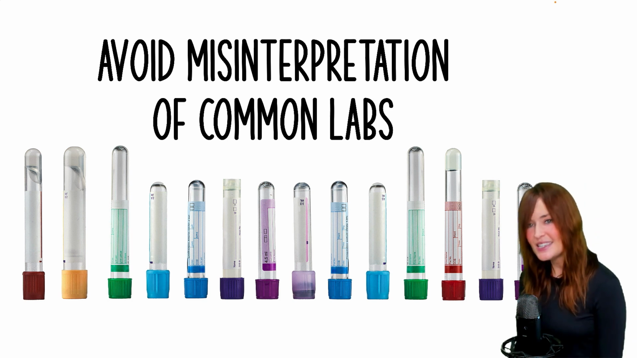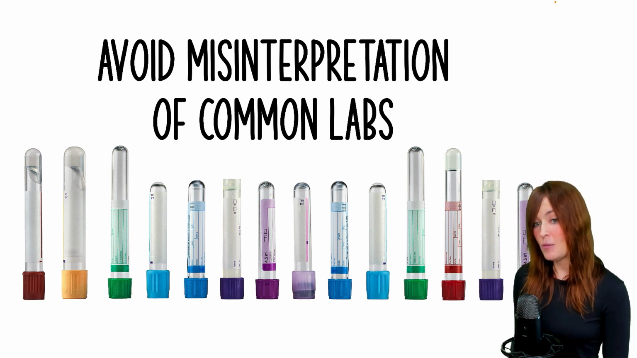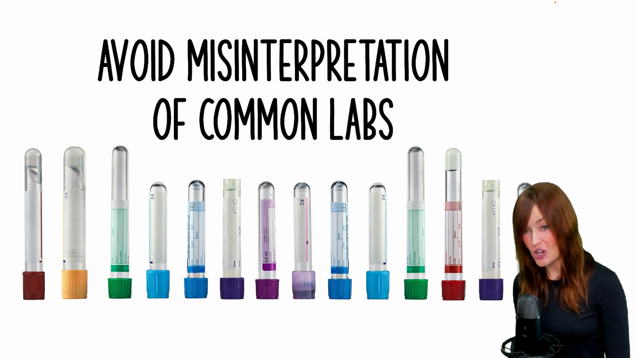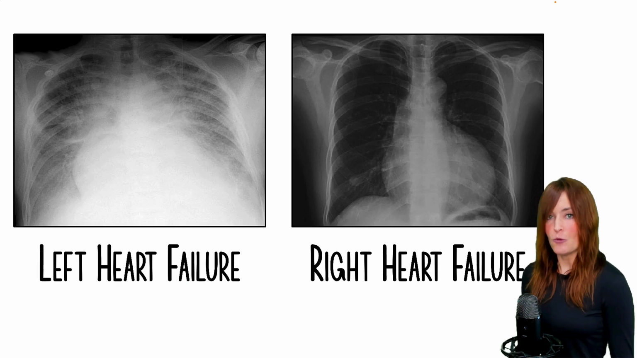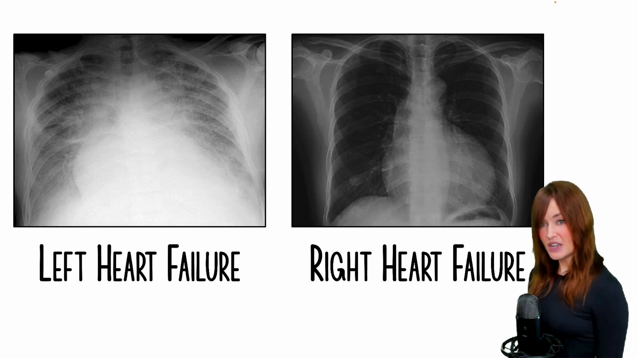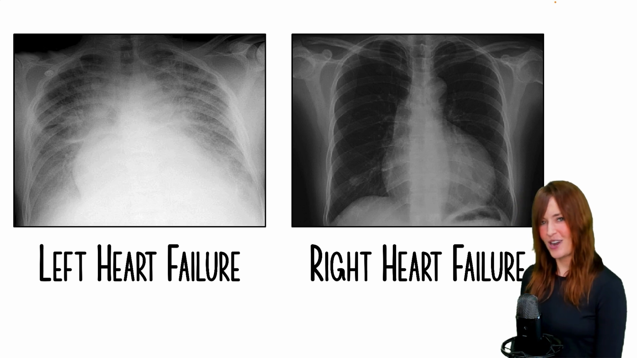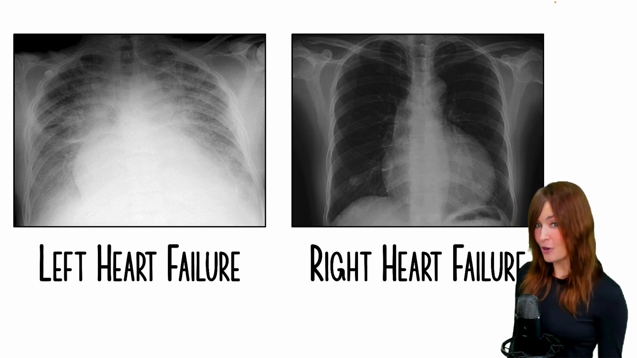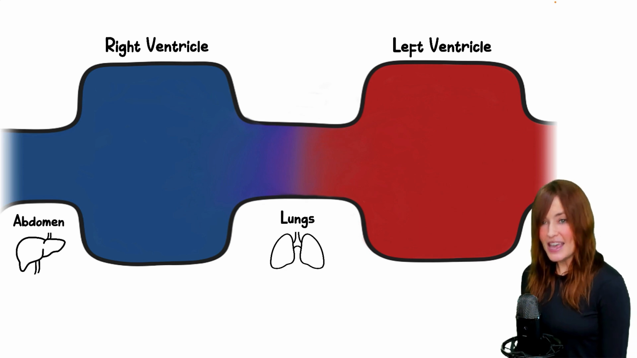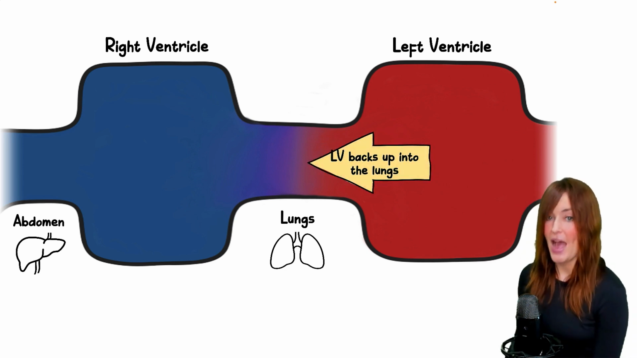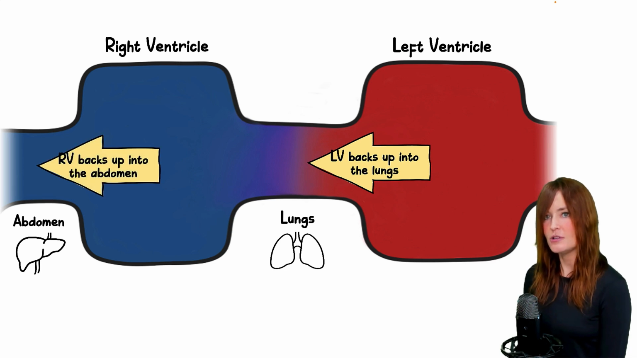LFTs, liver function tests, this is a big one. So keep in mind that the right ventricle, it's going to back up into the abdomen, not into the chest. And when that happens, things get a little confusing for us. So for example, we have this idea that if you have heart failure, you're going to have this big, wet, juicy chest x-ray. And that's true in left heart failure, but in right heart failure, not so much. Because again, the left ventricle backs up into the lungs, right? You're going to get that pulmonary edema, but the right ventricle doesn't.